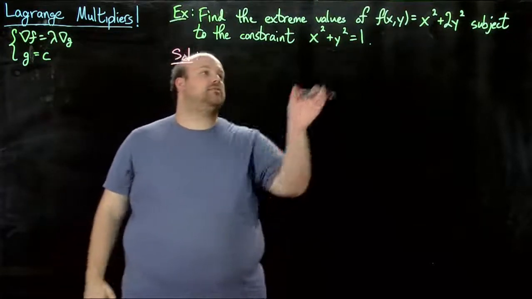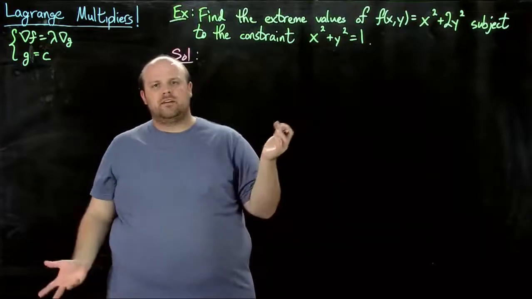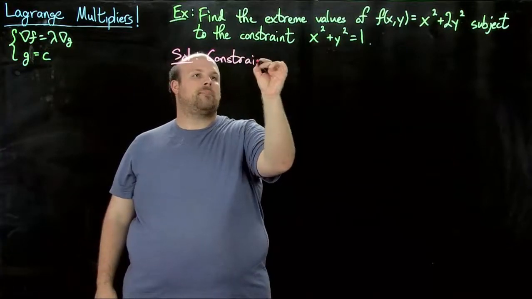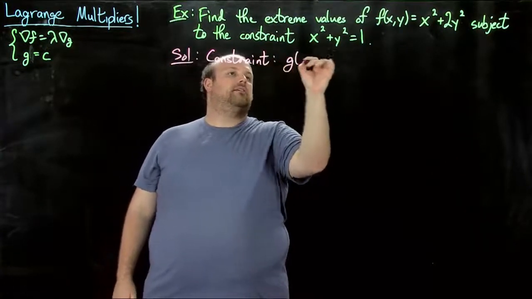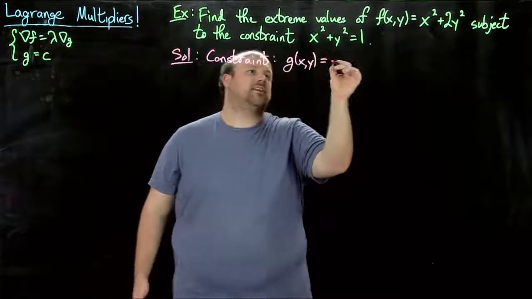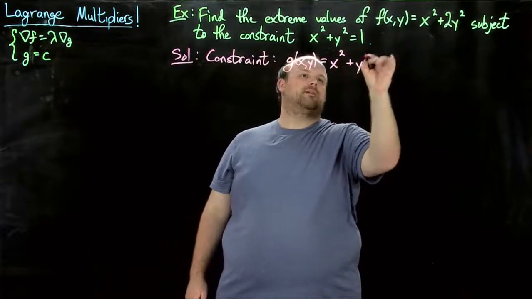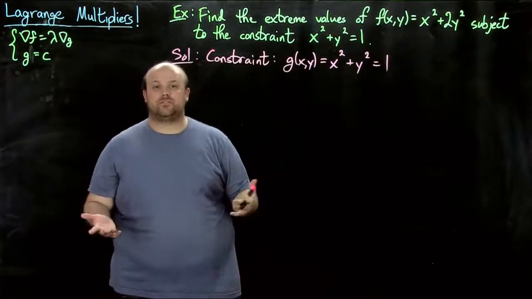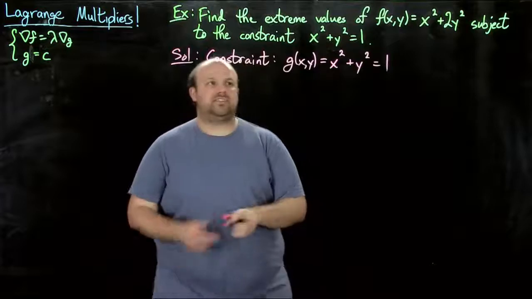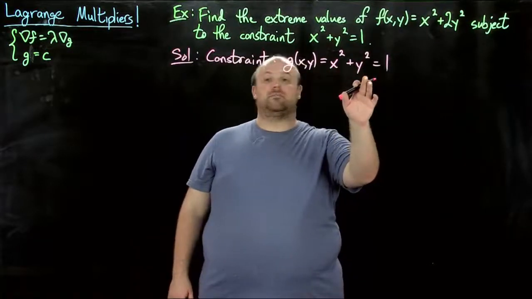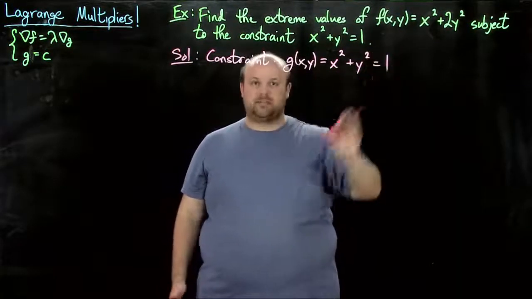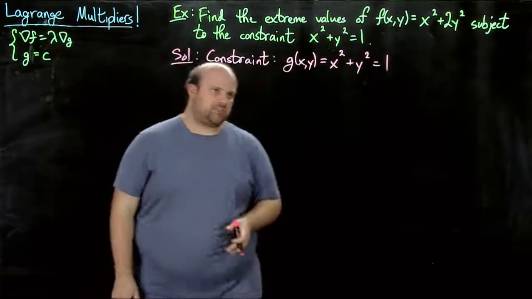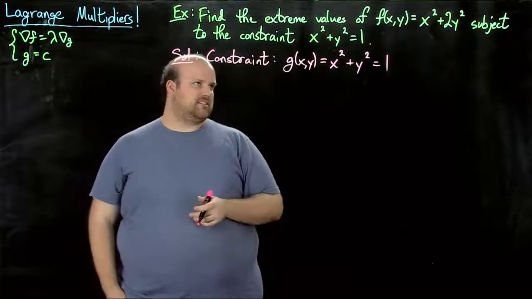So the first thing we need to do is find a function for the constraint, and that's not too bad. So the constraint is given by g of x, y equals x squared plus y squared, and we set that equal to 1. Right? I mean, there's a whole number of constraint functions we could choose. We could say g is x squared plus y squared minus 1, and then g equals 0 is the constraint. You know, there's a whole bunch of choices here. Okay, so we'll use this one, though, because it's the easiest.